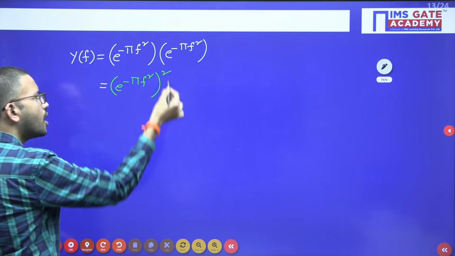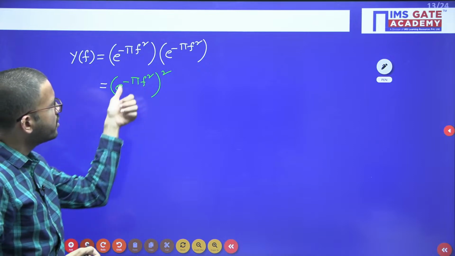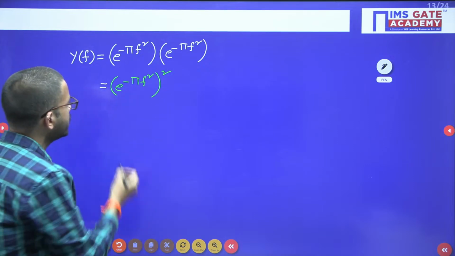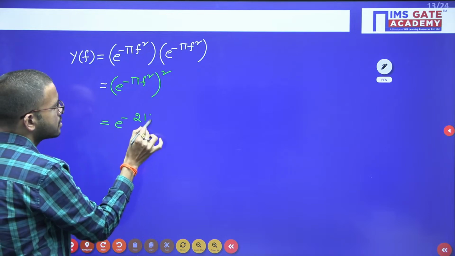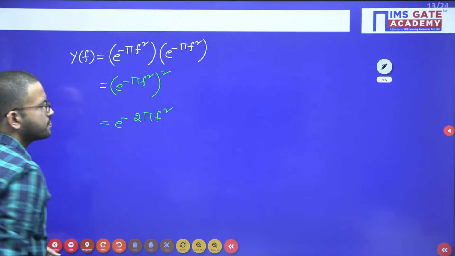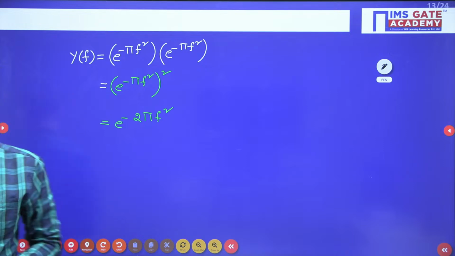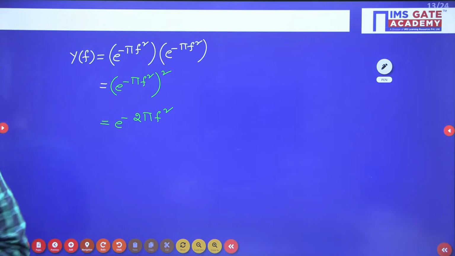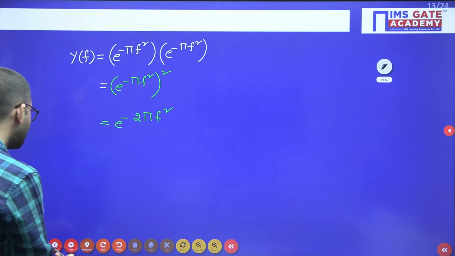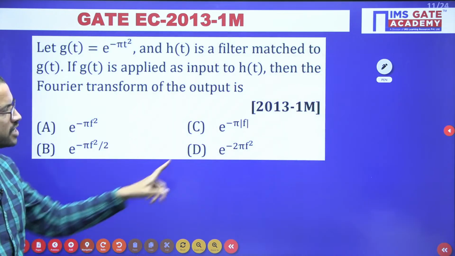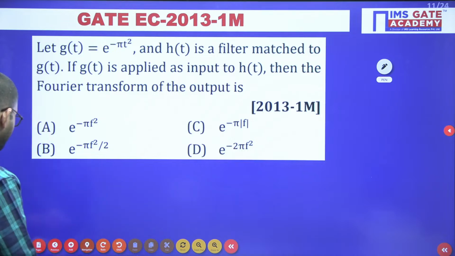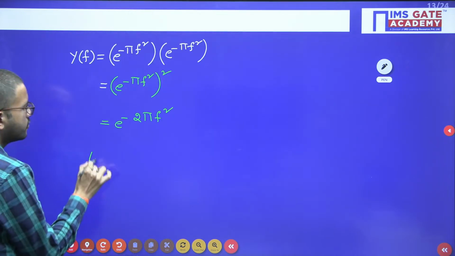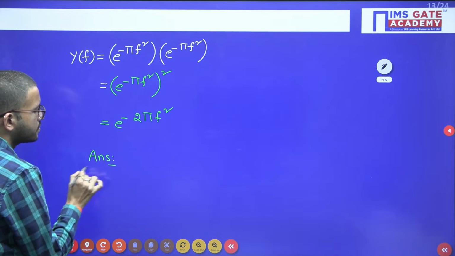Now if you observe this function, it is like a power m whole power n. We can write it as a power mn. So from there you will get e power minus 2 pi f square. Now you can observe the options. E power minus 2 pi f square is in option D. So the correct answer for this question is option D.